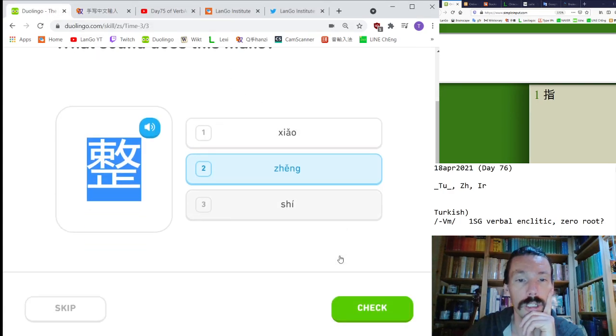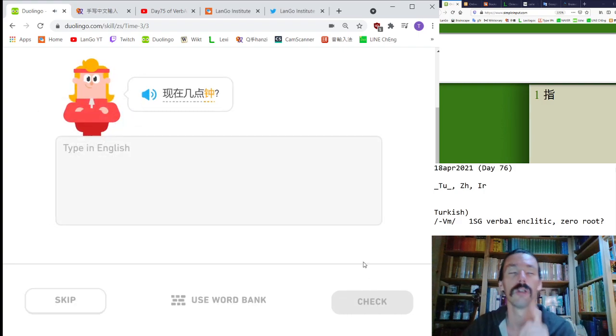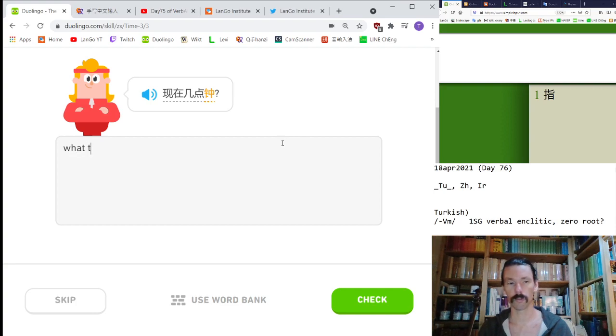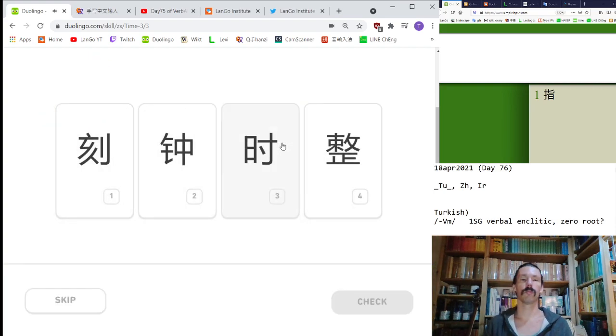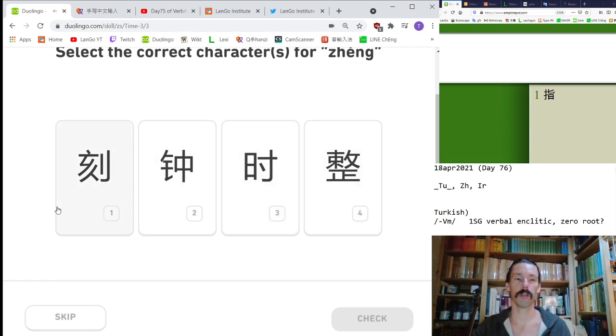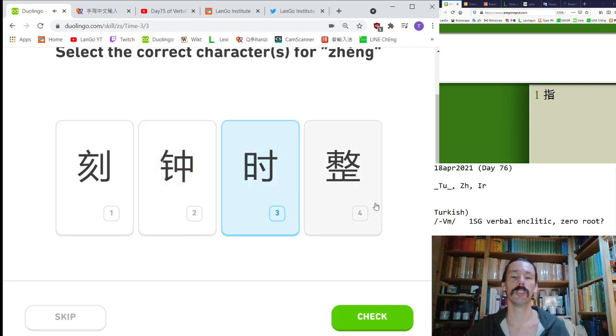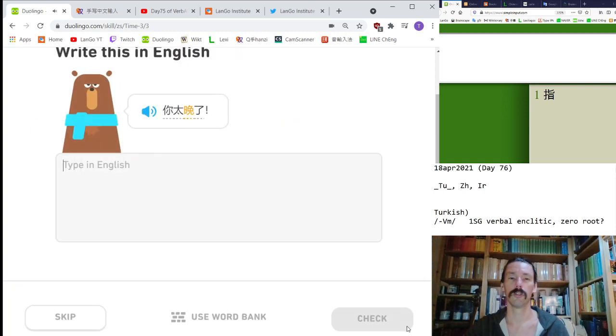Okay, where are we? Zhang, third tone. 现在几点钟？ Tidy would be a good class for that one. 现在几点钟? How many drops on the clock? Drops of the bell, maybe. Means what time is it now? As for now. Zhang. From left, we've got 课钟时整。你太晚了。 You're too late.